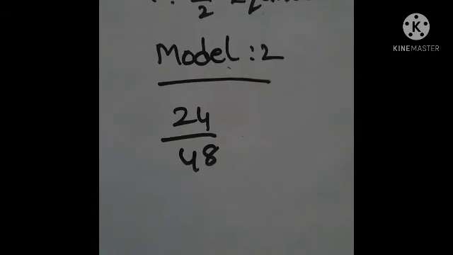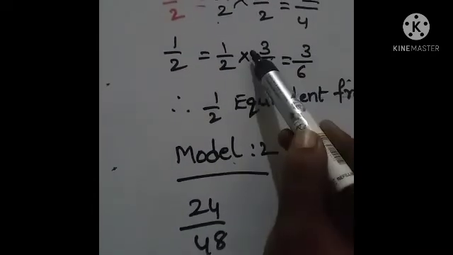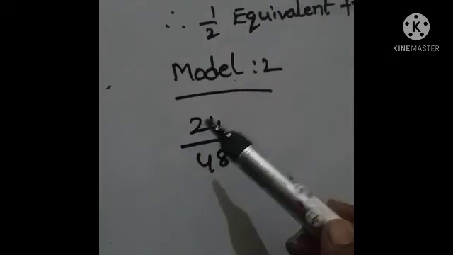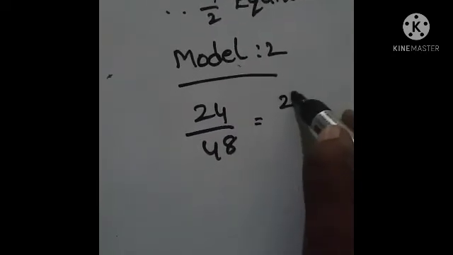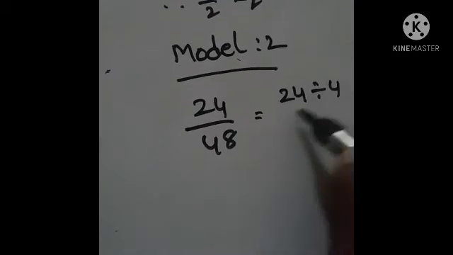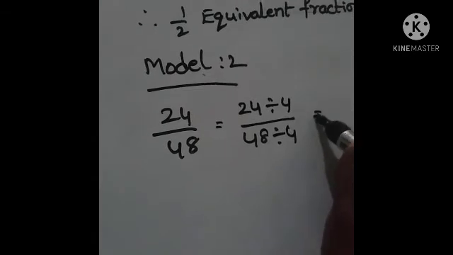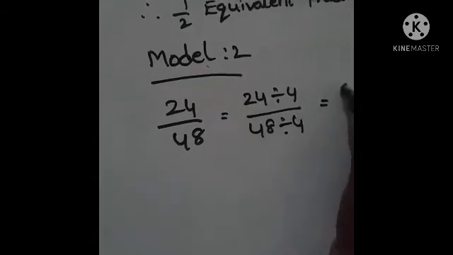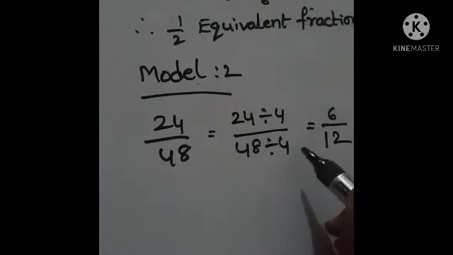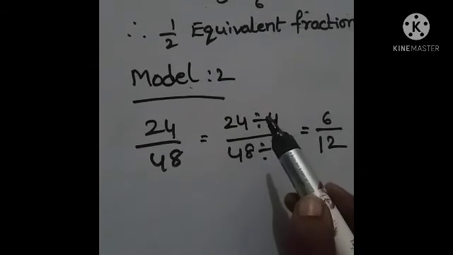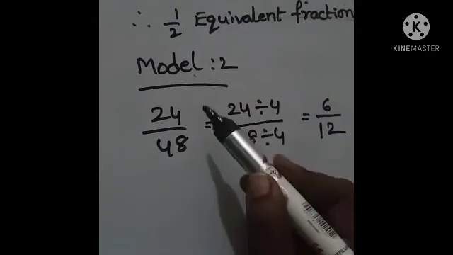Next, model number 2. We can get an equivalent fraction by dividing both numbers. Here we were multiplying both numerator and denominator; here we divide both numerator and denominator by the same number. For example, 24 divided by 4, 48 divided by 4. 4 6s are 24, so we get 6. 4 12s are 48. When we divide both numerator and denominator by the same number, this is model 2.